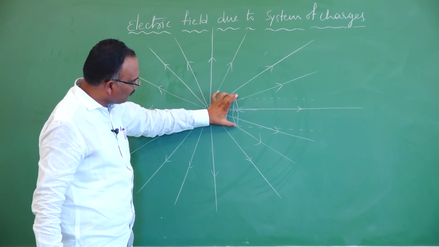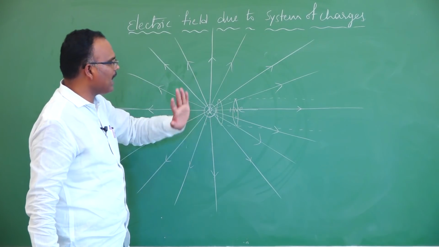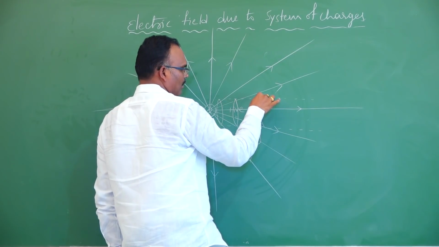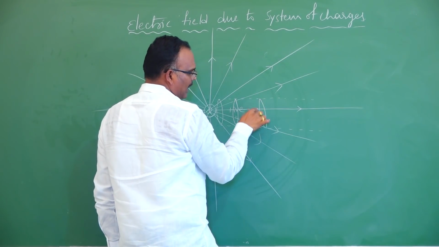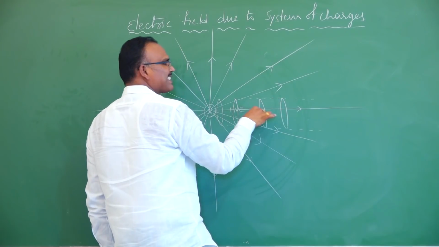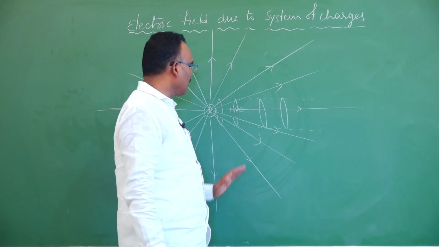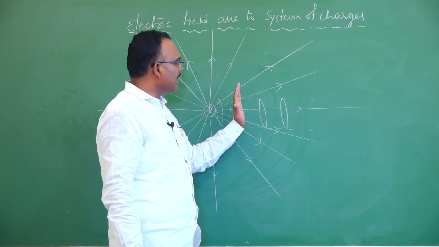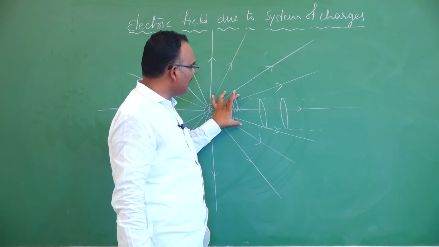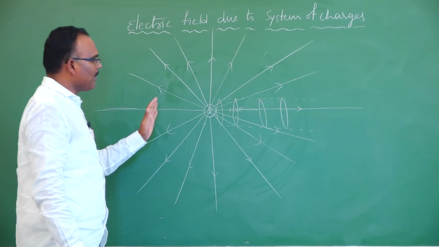The same bangle is moved a bit away from the charge, then 1, 2, 3 lines only are passing through this. So if you place here, almost 2 lines are passing. If you take somewhere here, only one line is passing through the same area. So that means as you move away from the charge, number of field lines passing through this area decreases. That means electric field decreases as you move away from the charge. Okay, so that is the meaning of this.